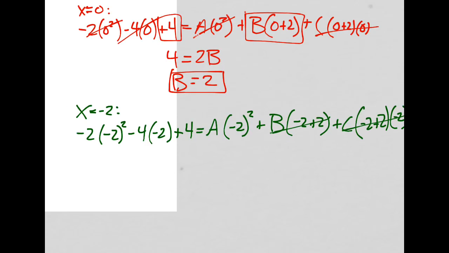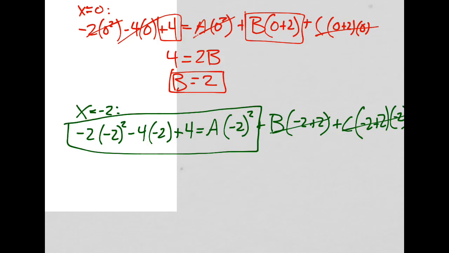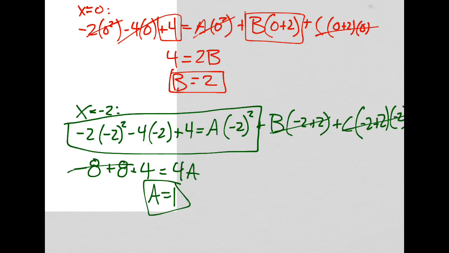And so I can simplify this now. I'm just left with this stuff right there. So -2 quantity squared is positive 4 times -2 is -8, minus 4 times -2 is positive 8. So hey, look, that stuff's gone. That's kind of cool. So I'm left with then plus 4 equals a times -2 quantity squared. But -2 quantity squared is 4, so 4 equals 4a, and a equals 1. Sweet. So those are the easier of the two values to find.